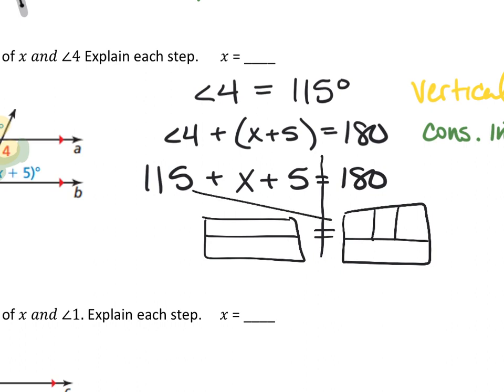The 115 goes all the way over here. Cross the line, change the sign. The x goes right here. Okay. The 5 goes across the line. We change the sign. The 180 goes into its box. Does this look familiar to us from when we did this in the first few units?